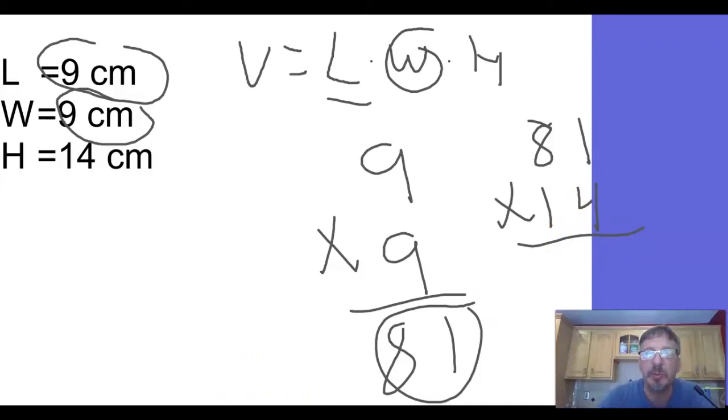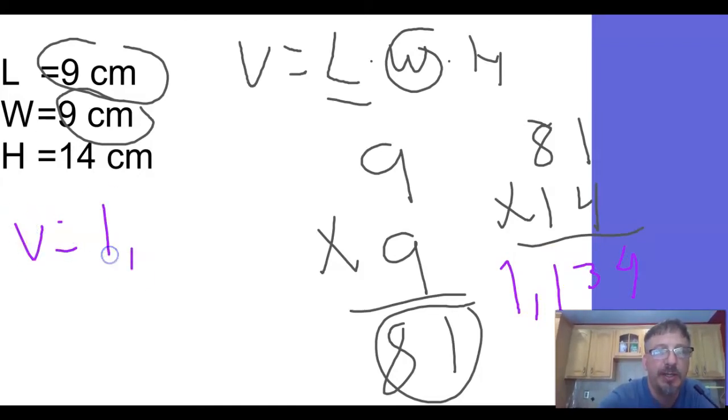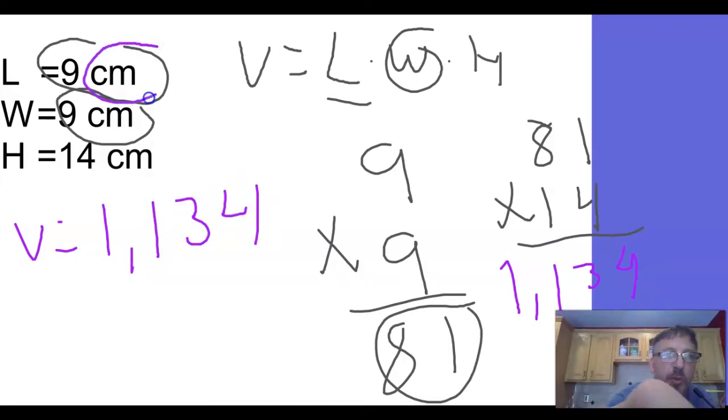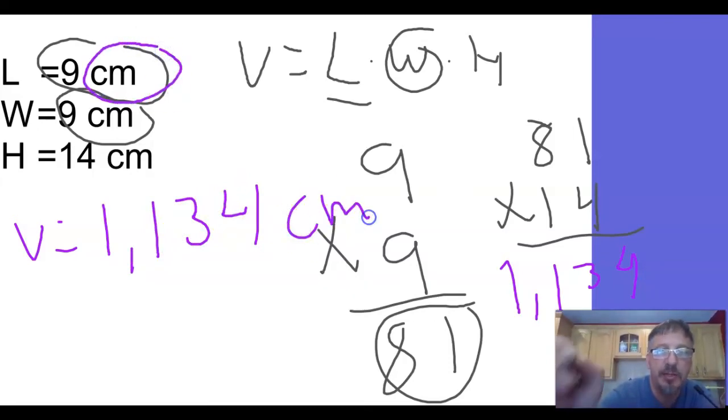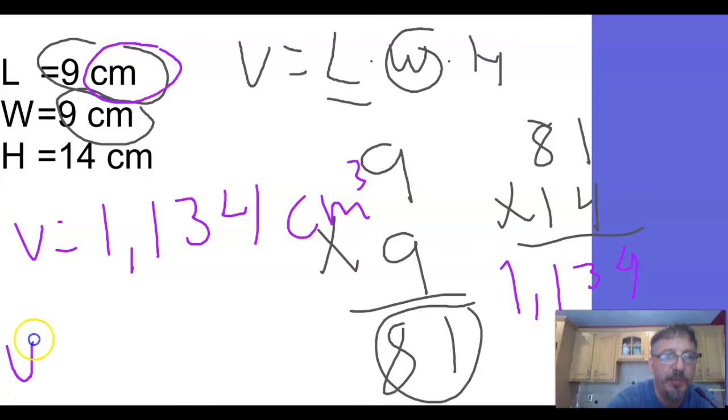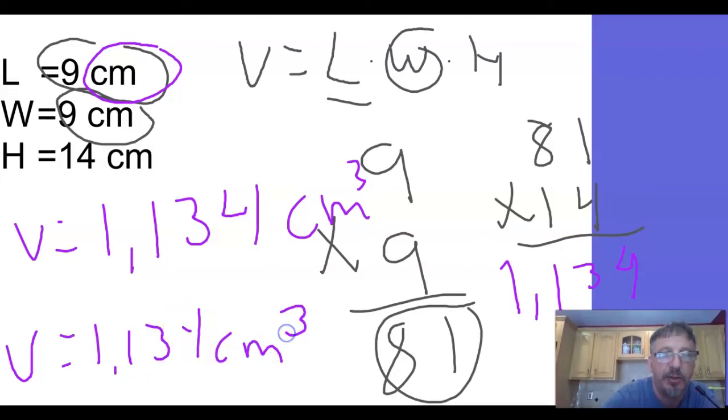Why don't you go ahead and do that, and we'll get our answer. All right, so what did you get when you multiplied 81 times 14? You should have gotten 1,134. So the volume equals 1,134. Now you must always label your answer. So we're working with centimeters, and since there are 3 things, you put a little 3 here, which means cubed. So we're saying this is 1,134 centimeters cubed.